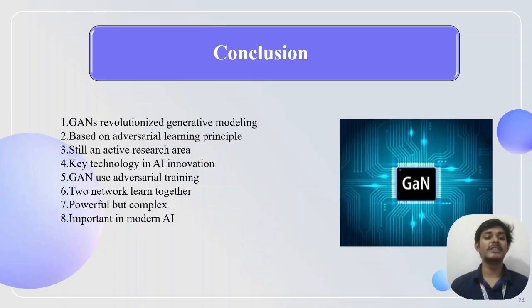In conclusion, GANs have revolutionized generative models. They are based on the adversarial learning principle, where two networks learn together. Although GANs are powerful but complex, they remain an active research area. They are a key technology in AI evolution and will continue to play an important role in the future.